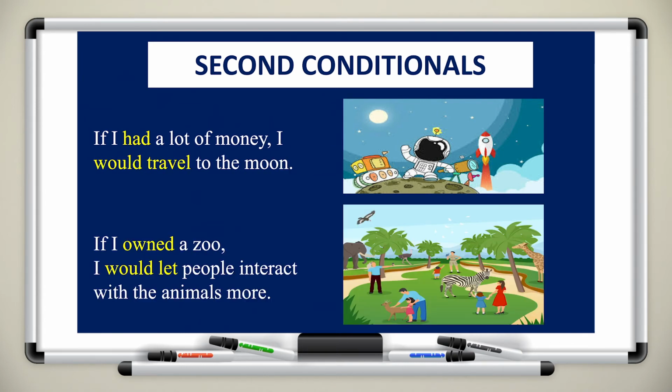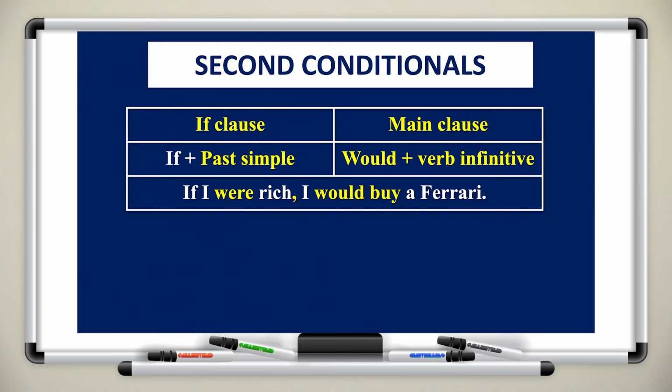If I owned, and notice here the verb is in the past, if I owned a zoo, I would let people interact with the animals. Notice we have would plus let, the verb in the base form. Notice these are very important things. Don't confuse have and had. We can use have as a verb when I say I have money, or we can have it as a helping verb or an auxiliary. Very simple.